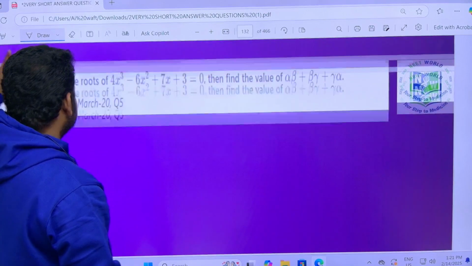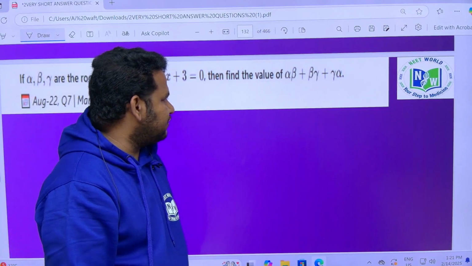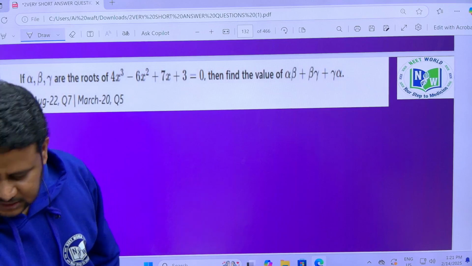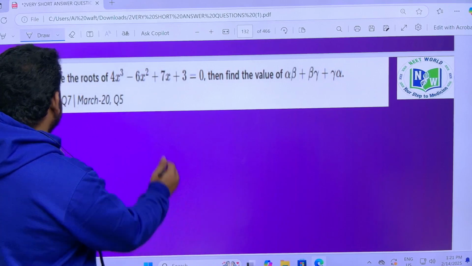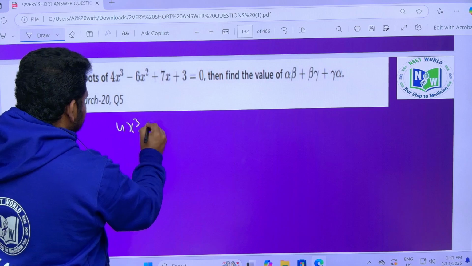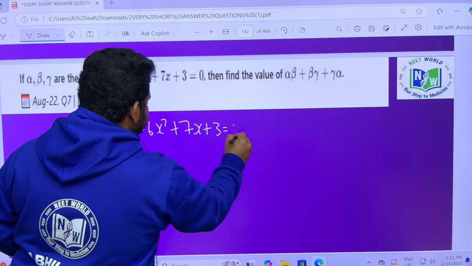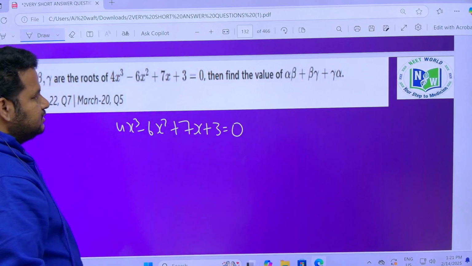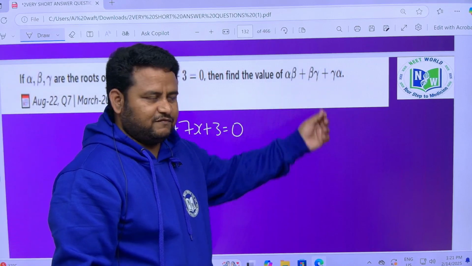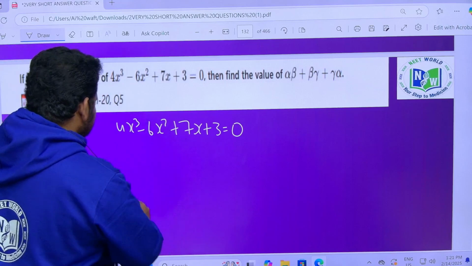So alpha, beta, gamma are the roots of the equation 4x cube minus 6x square plus 7x plus 3 is equal to 0. Then find the value of alpha beta plus beta gamma plus gamma alpha. Let me check the question. Is it correct? Yes, it is correct. They are asking us to find alpha beta plus beta gamma plus gamma alpha, that is summation of product of the roots. So for summation of product of the roots, we can directly use this one.